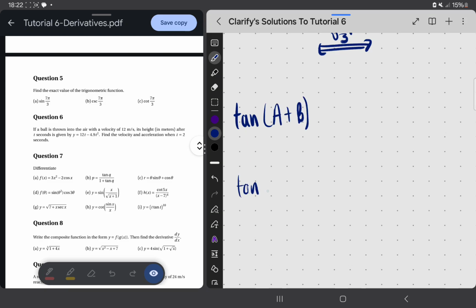And again, if you have tan of a minus b, these are some of the things that are simple. Don't be scared of it, okay? What do you do for tan? So for tan, you act as if you are expanding.